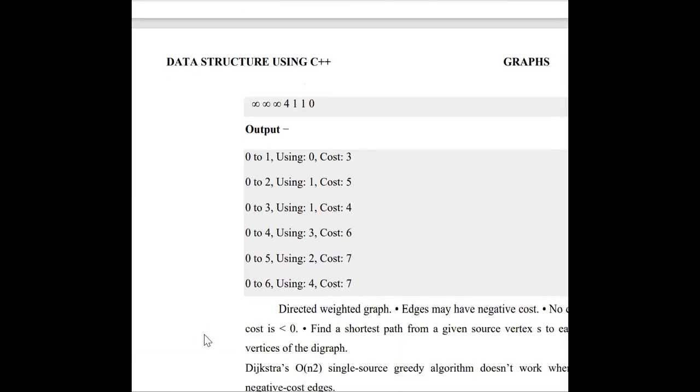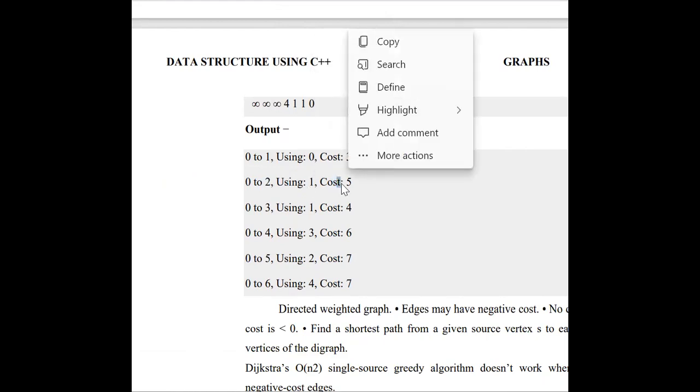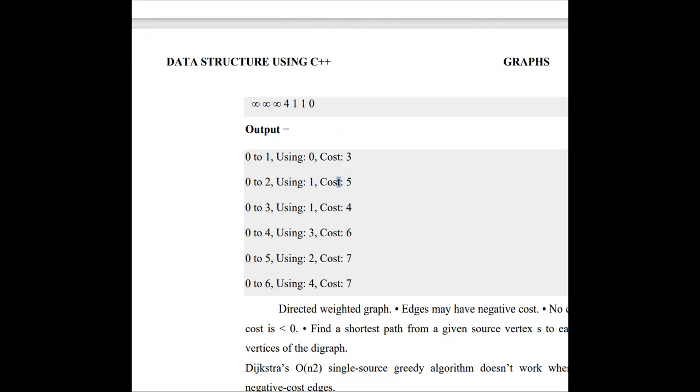Then the output: 0 to 1 using 0, the cost is 3. 0 to 2 using 1, the cost is 5. 0 to 3, the cost is 4. Then 0 to 4 using 3, the cost is 6. 0 to 5 using 2, the cost is 7. 0 to 6 using 4, the cost is 7.